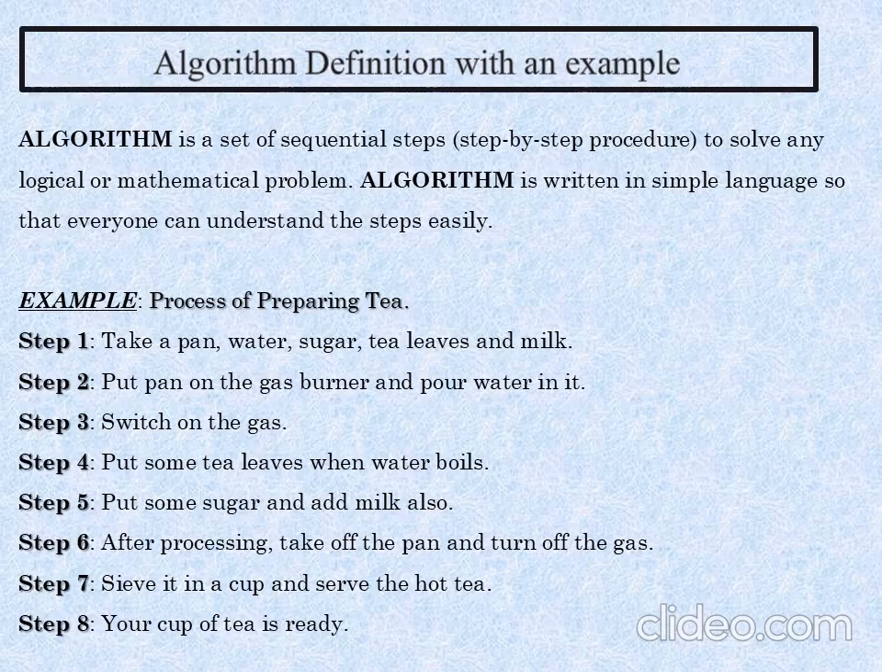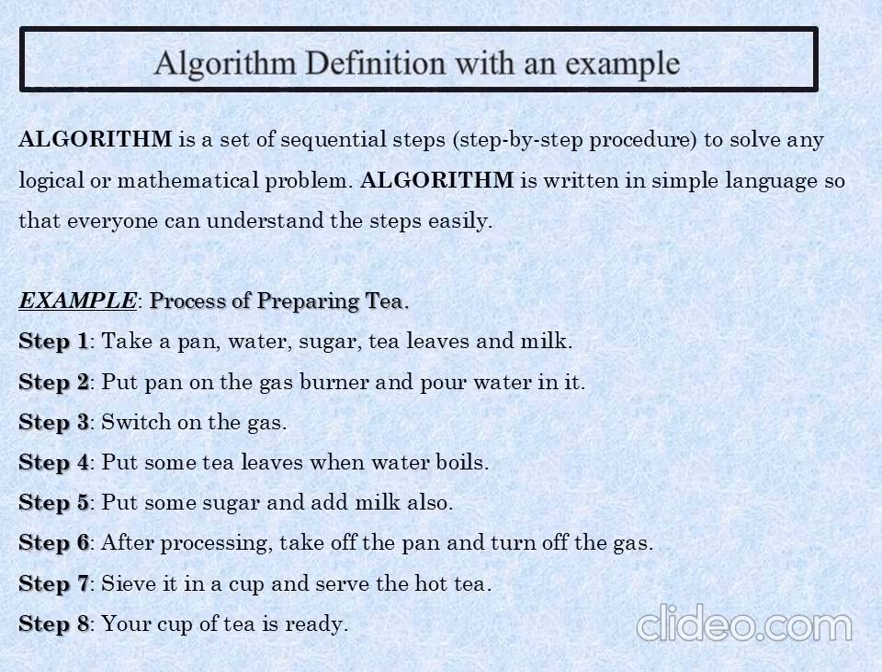After keeping the water on the gas burner, what do we do? The pan which has the water in it. Yes, we need to switch on the gas. Then only can we allow the water to start boiling. Very good. So step 3 will be switch on the gas.